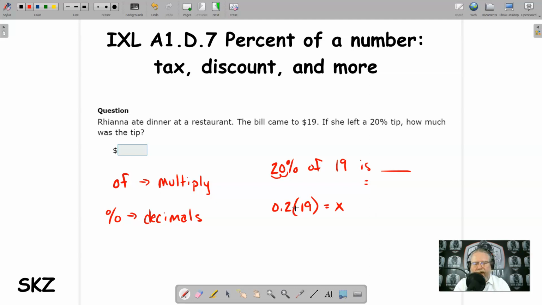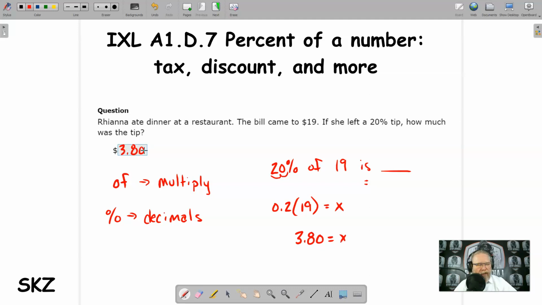So I'll grab my calculator here and do 19 times 0.2. I kind of like to do the decimal portion second. So 19 times 0.2 is going to equal 3.8. And since we're talking about money, we'll throw a 0 there on the end, so we know that the tip in this case is going to be $3.80.